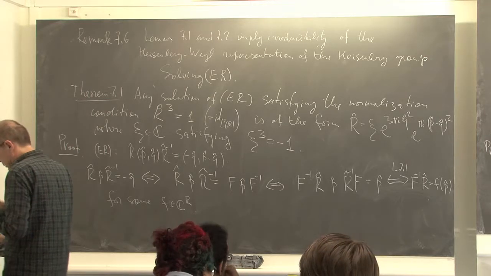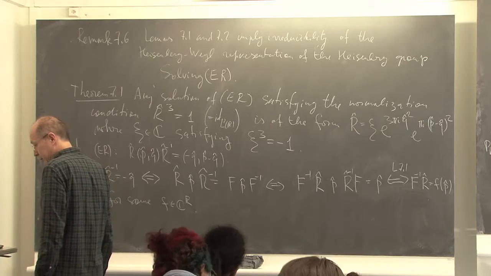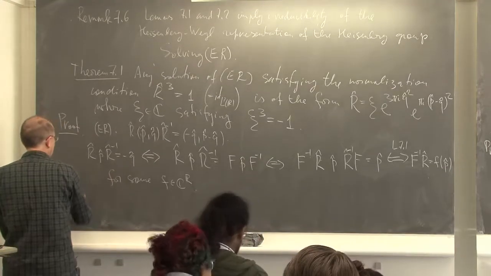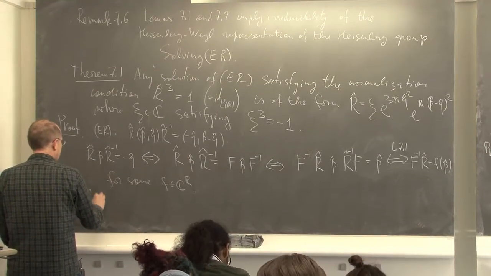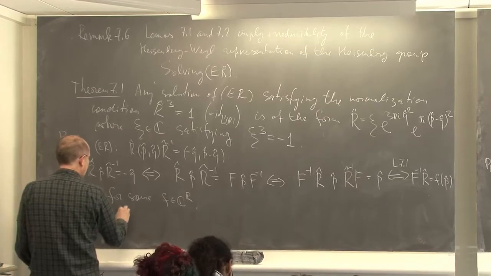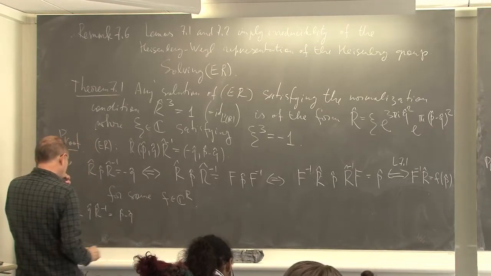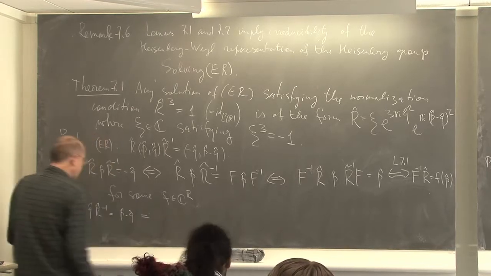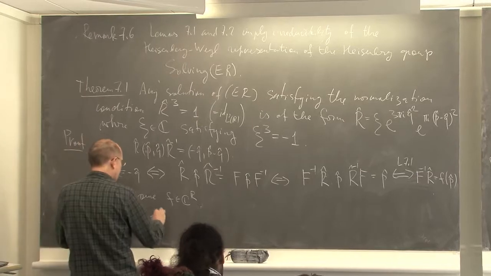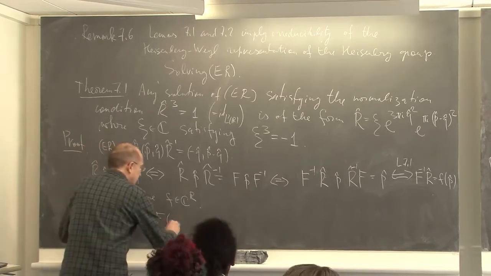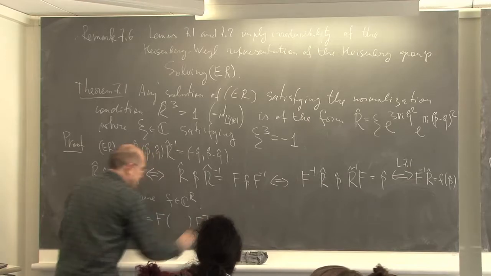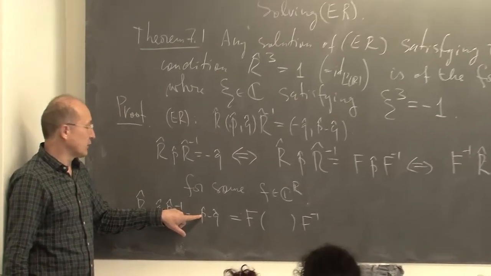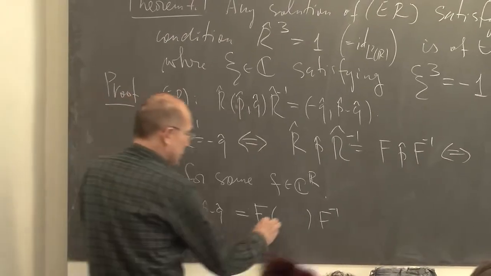And then the second equation. So R hat, Q hat, R hat inverse, which is P hat minus Q hat. So let us equate this with Fourier conjugation with Fourier. So Fourier, something, Fourier inverse. So we get P by conjugating by Fourier of what? Of Q, right?